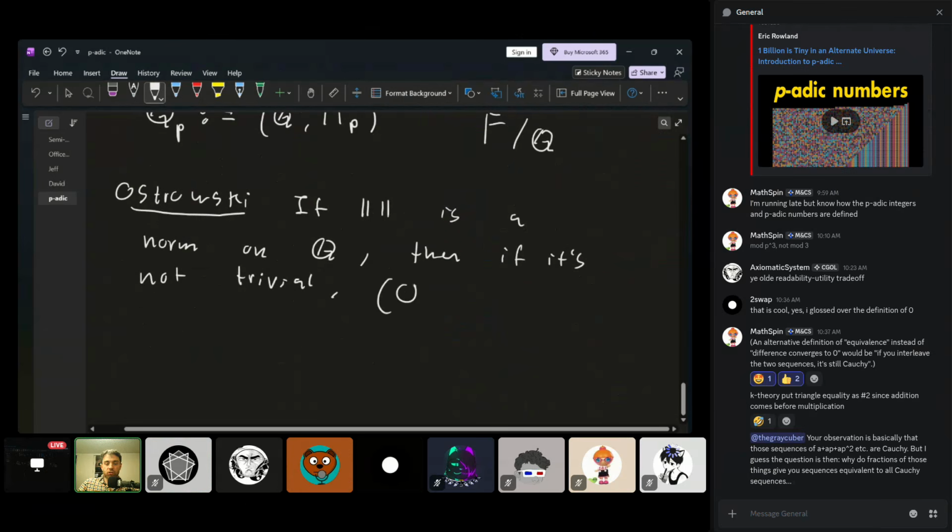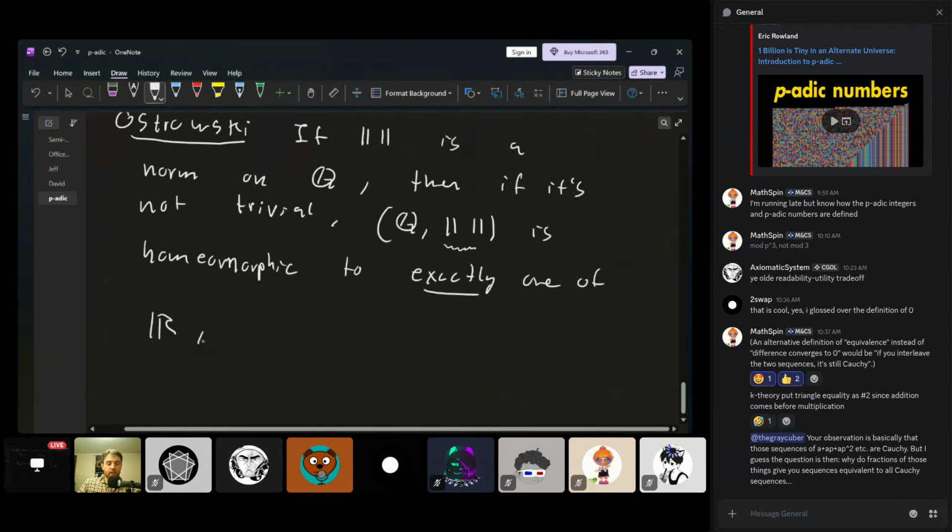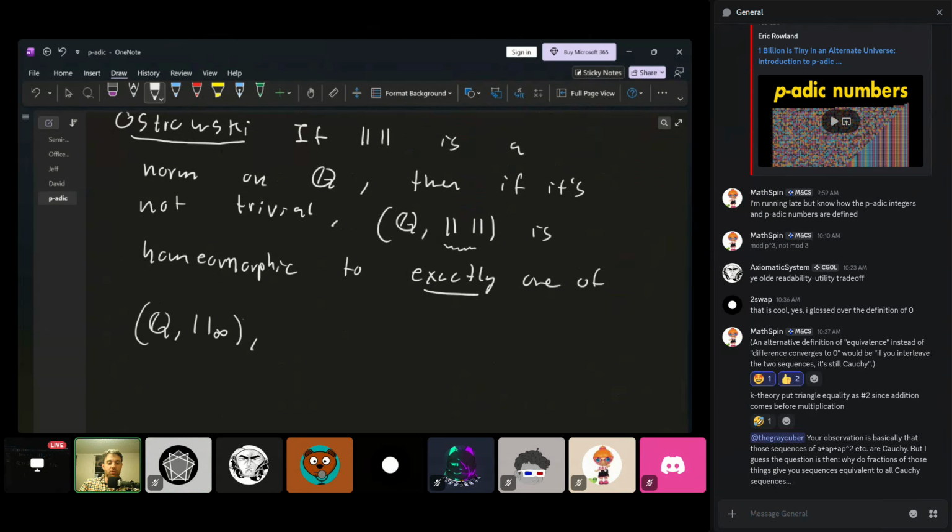then the rational numbers viewed as a topological space, by which I mean you look at the corresponding metric and view this as a topological space, is homeomorphic, so equivalent in the topological sense, to exactly one of either the real numbers, or, sorry, this is all happening on the rational numbers, is homeomorphic to exactly one of Q with the Euclidean absolute value or Q with one of the p-adic absolute values.